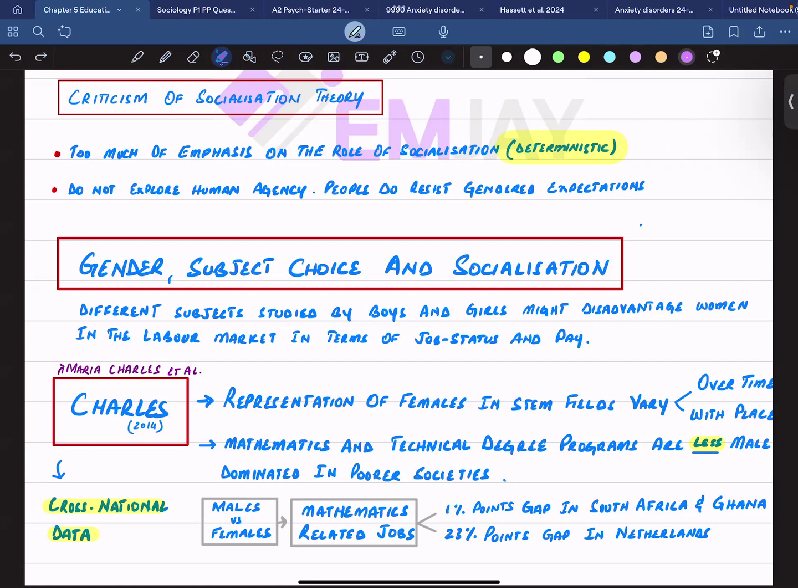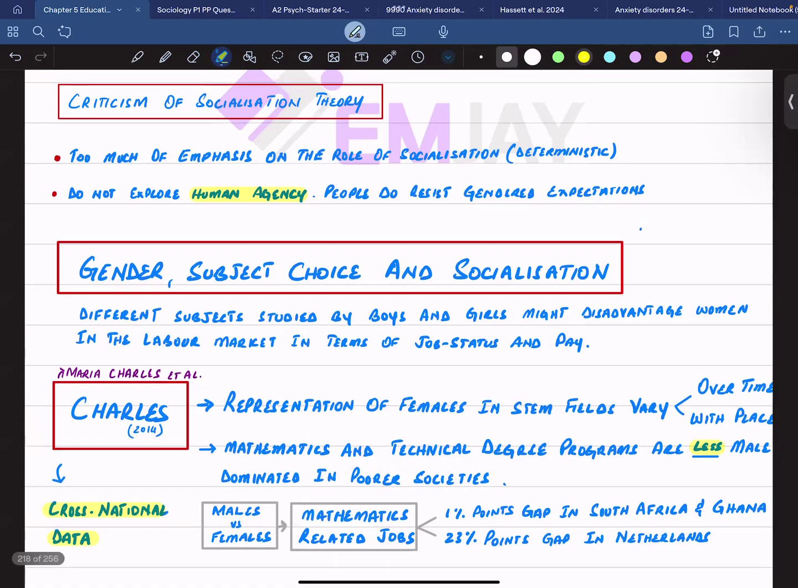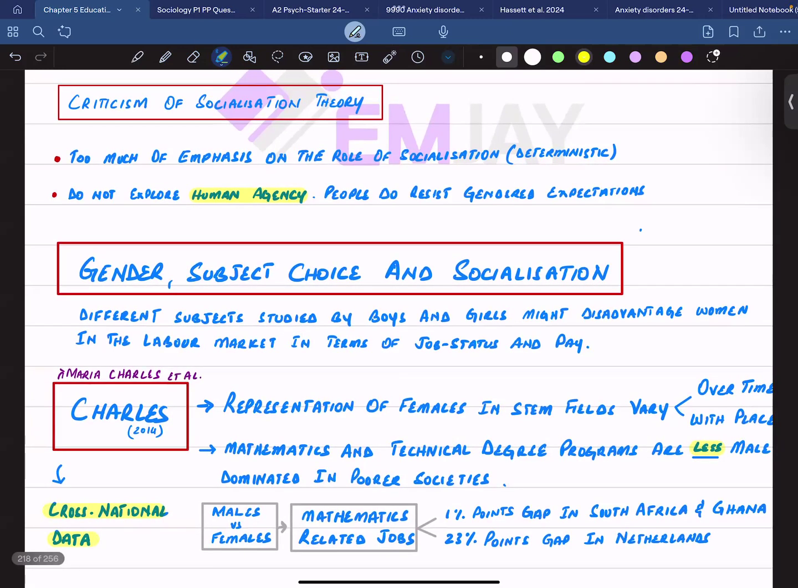Deterministic comes from the word determinism, based on the idea that this is something that is bound to happen. And when you say this is something that is bound to happen, you're automatically neglecting the role human agency could play, because guess what? There are people who resist gendered expectations. There are people who might not want to give in to the gendered expectations the society has from them.